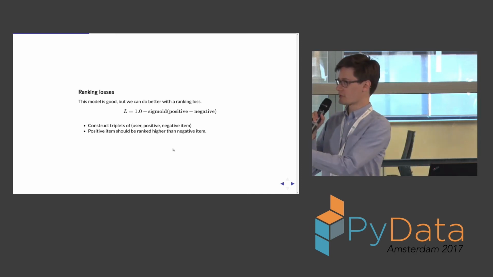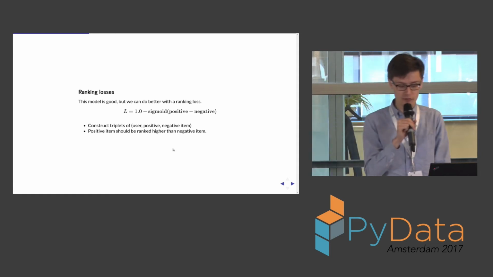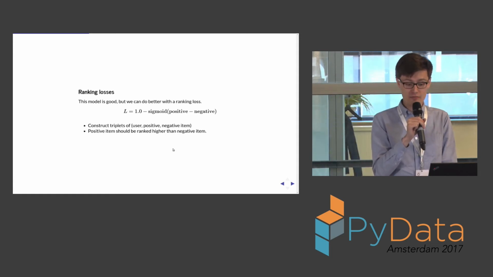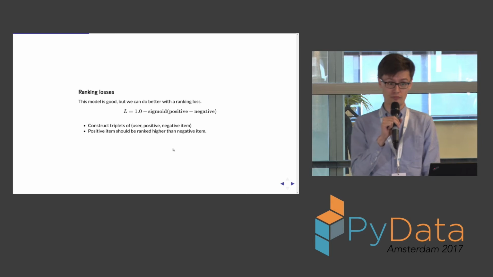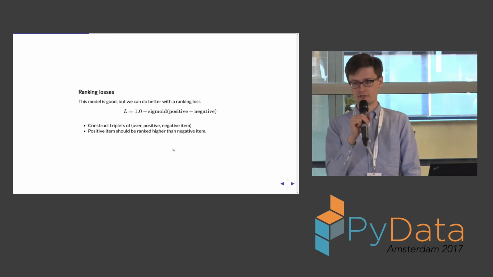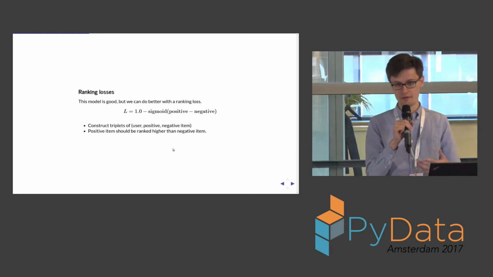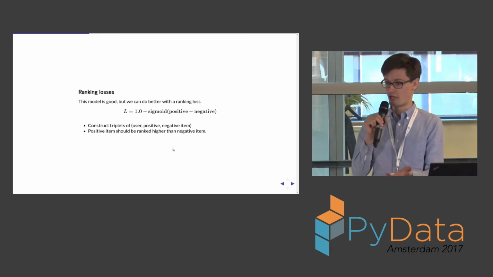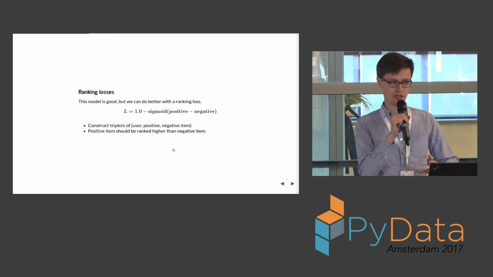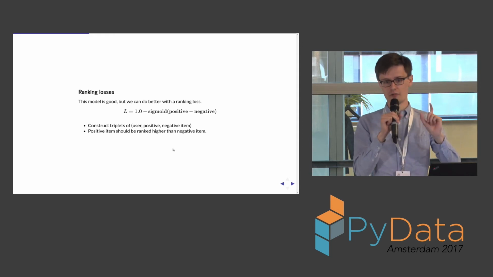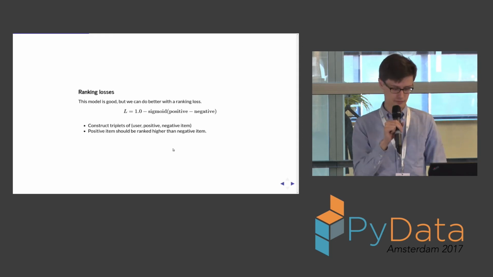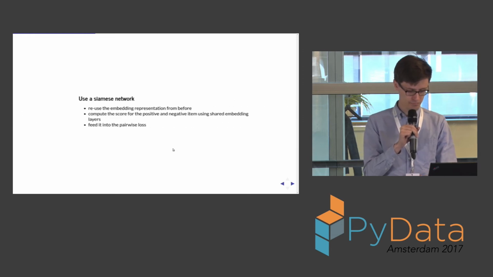So one way of doing this is this loss right here, which is 1 minus a sigmoid of the difference between the positive predicted score and the negative predicted score. The higher your positive predicted score is, the smaller the loss. The higher your negative predicted score is, the larger the loss. So minimizing the loss ensures that you never flip the ranking between the positives and the negatives in your data set.